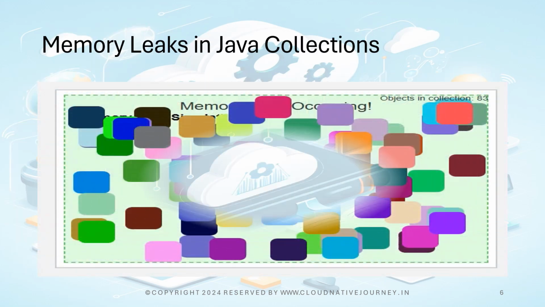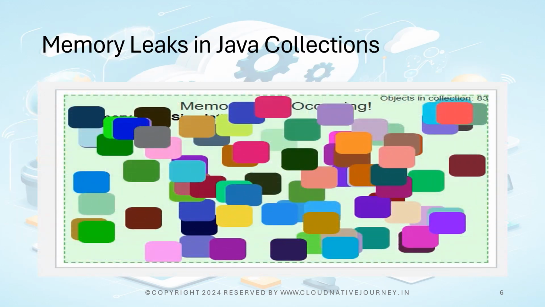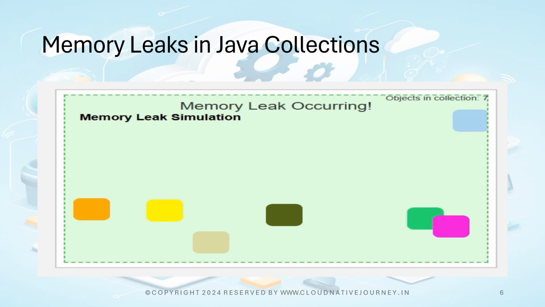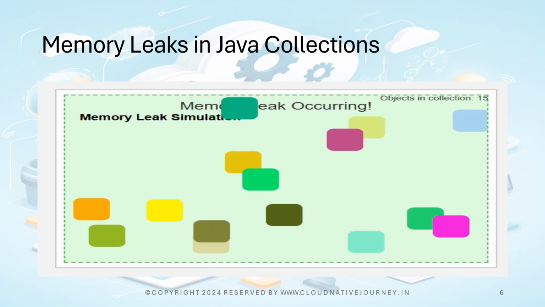And next is memory leak. Without proper management, collections can lead to memory leaks. Let's look at a common scenario. If you add objects to a collection and never remove them, the garbage collector can't reclaim the memory and the application will consume more and more resources over time.